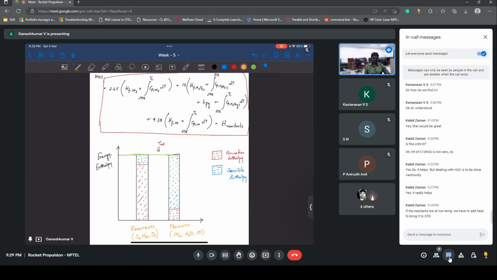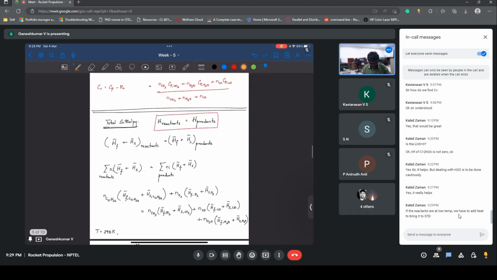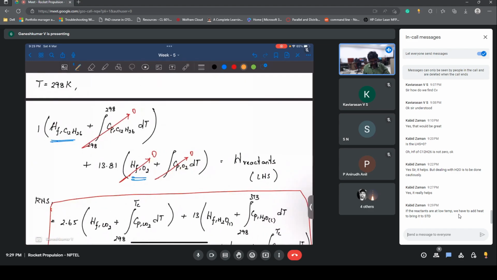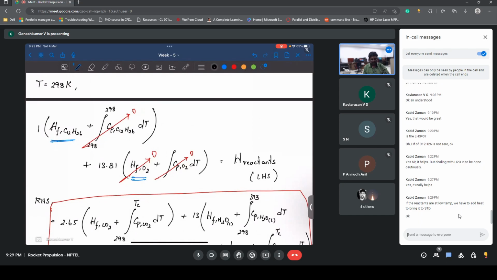So, if the reactants are at low temperature, we have to add heat to bring it to STD. So the same thing. If you look at this equation, you can just go ahead with this equation, right? So from 298, I need to go to, let's say, 40 Kelvin, which is given. Then this 298 becomes 40.